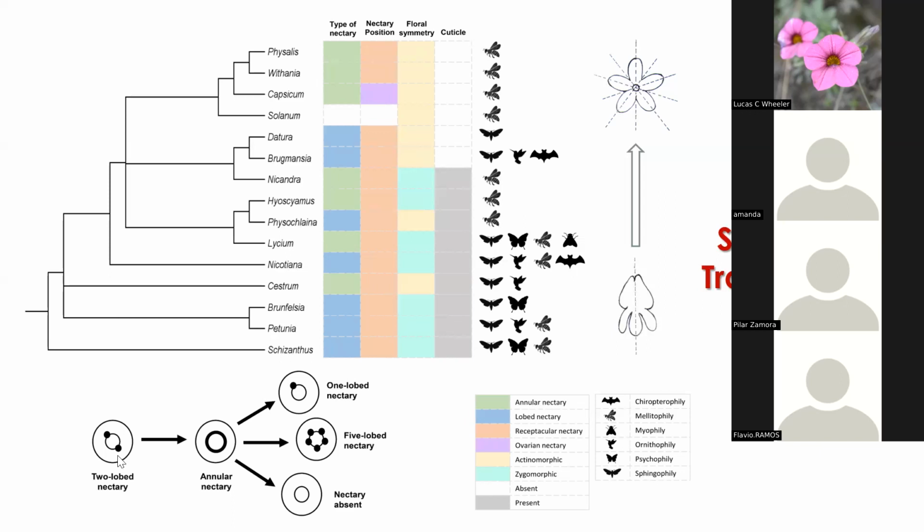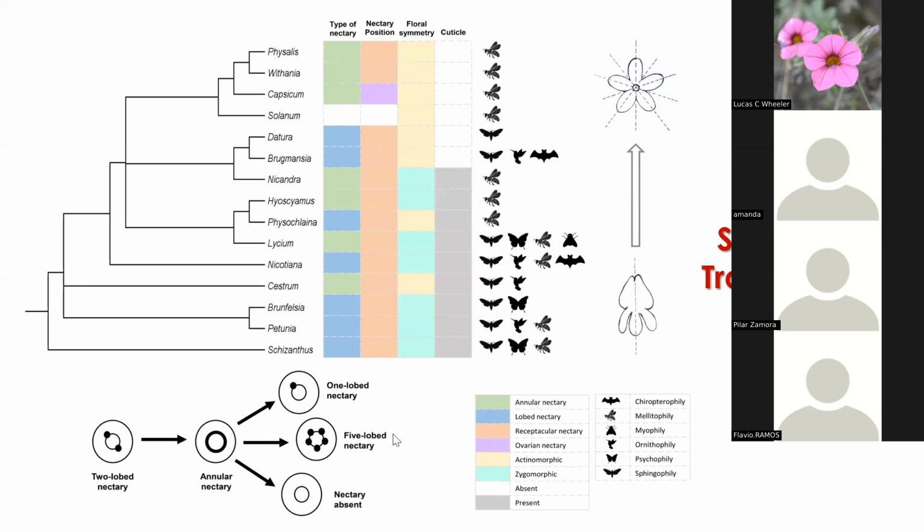And we translated our observation into how the different kinds of nectaries have evolved, because the two-lobe nectary is the basal form of a nectary, and the annular type of nectary is the advanced form of nectary. So this is the Solanaceae trait evolution.